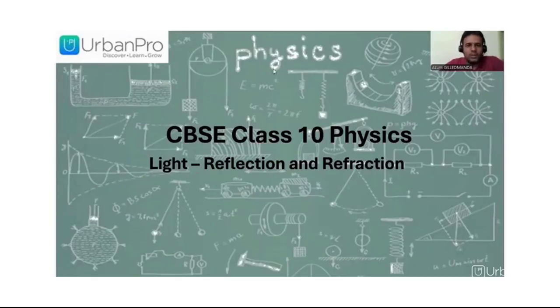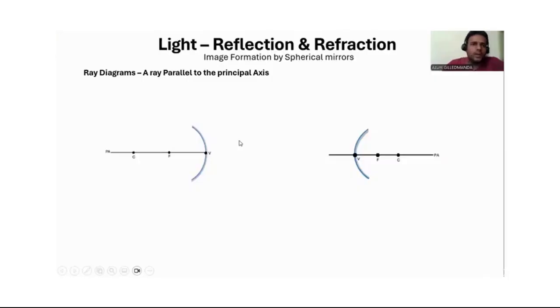Today we are going to look at the image formation by spherical mirrors. In the previous session we learned about the spherical mirrors, those are concave and convex. Now let's see how the images will form using those concave and convex mirrors. To do that, first let's review the ray diagrams.